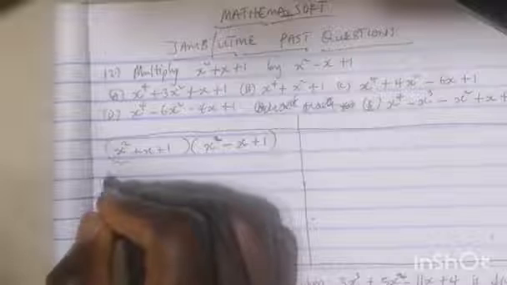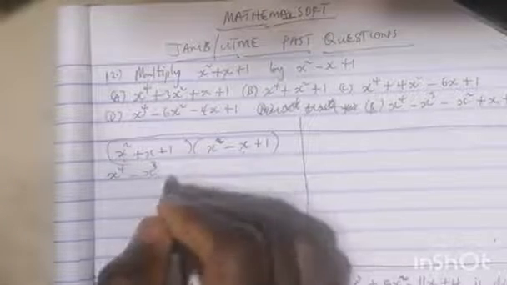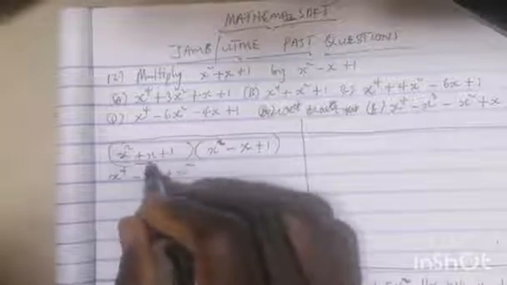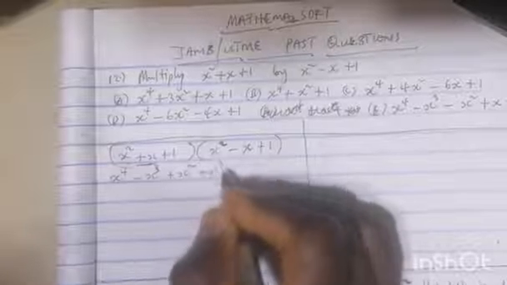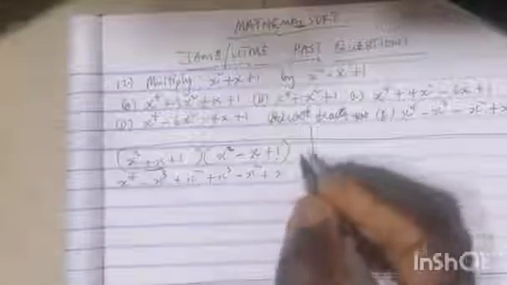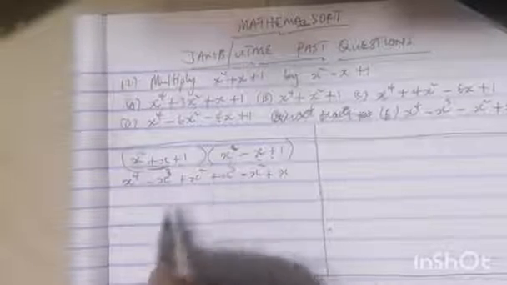So this multiplied by this, that's x raised to power 4. x squared times minus x will give me minus x raised to power 3, x squared times 1 will give me plus x squared. The next thing for us to multiply is plus x. Plus x times this will be x cubed minus x squared. X times 1 will give me plus x. So 1 will also multiply. 1 times x squared will give me x squared, 1 times minus x will give me minus x, 1 times 1 will give me 1.